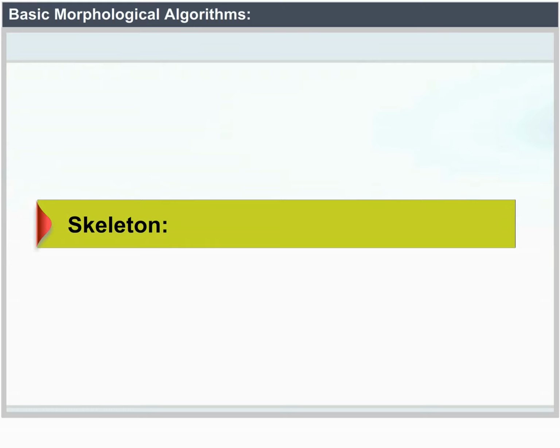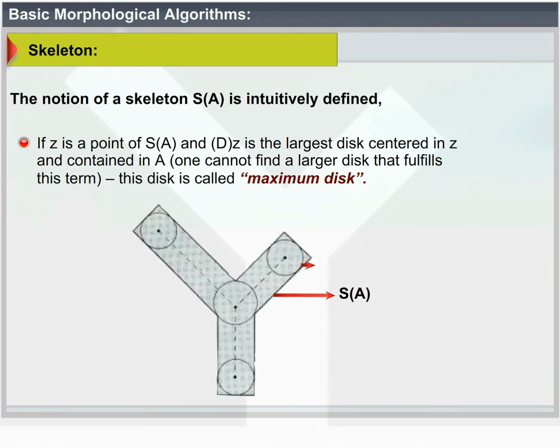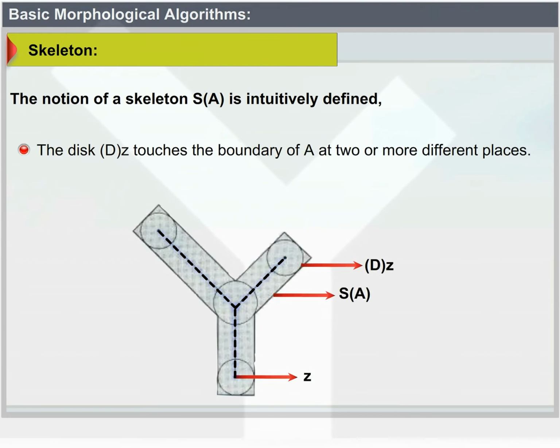Skeleton. The notion of a skeleton S of A is intuitively defined. If Z is a point of S of A and D of Z is the largest disk centered at Z and contained in A, that is, one cannot find a larger disk that fulfills these terms, the disk is called a maximum disk. The disk D of Z touches the boundary of A at two or more different places.